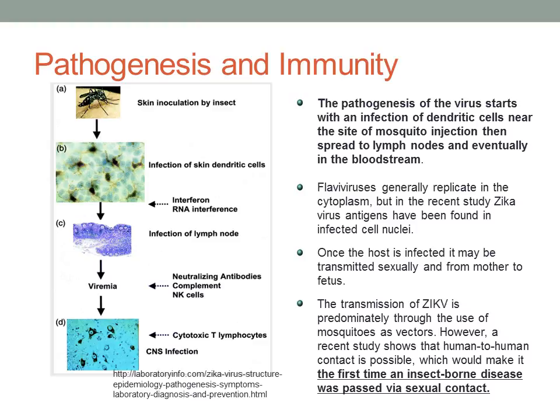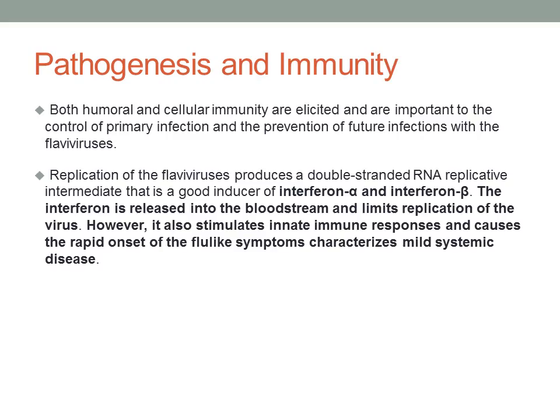We know that the transmission of Zika virus is predominantly through the use of mosquitoes as vectors. However, recent studies have indicated that human-to-human contact is possible, which would make it the first time an insect-borne disease was passed via sexual contact. As one can expect, both humoral and cellular immunity are provoked through the transmission. Both immunities are important to the control of primary infection and the prevention of future infections with the flavivirus.